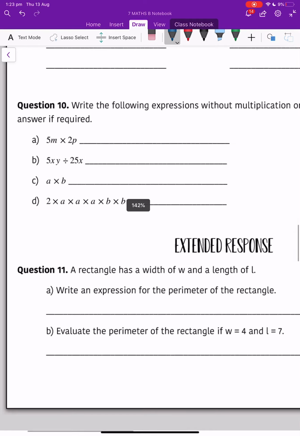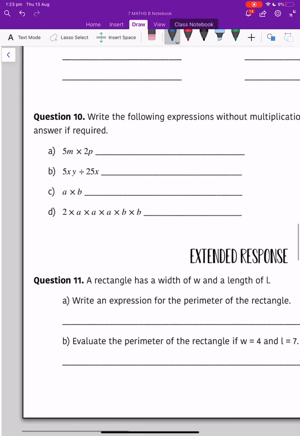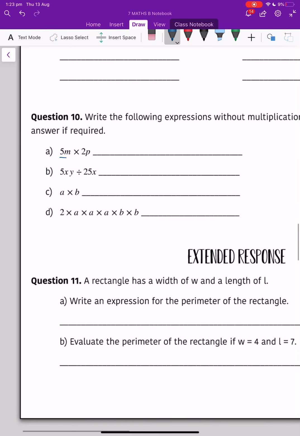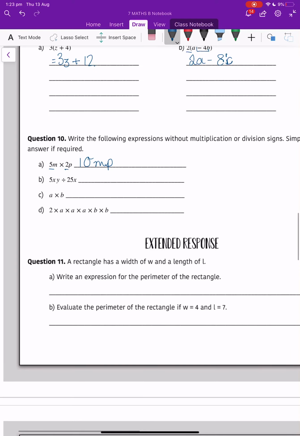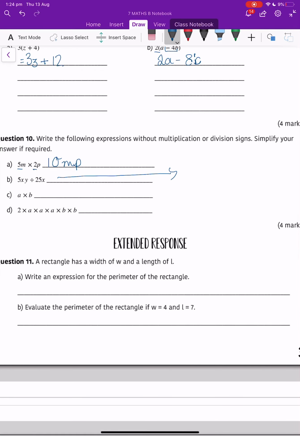So 5m times 2p. You just go 5 times 2 gives you 10. Then you just go mp, okay? The answer is 10mp. With this one, I'm actually going to do an arrow over here. You've got 5xy divided by 25x. The first thing you need to do is simplify your numbers.